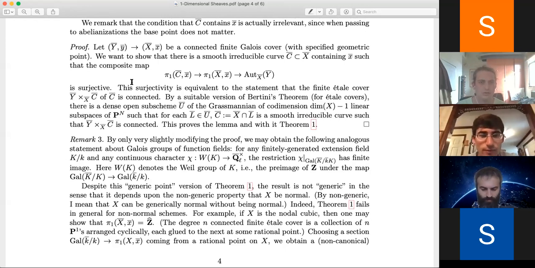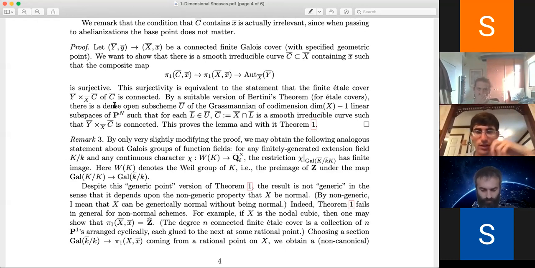Okay, so we want to get this map from pi1. So for a given y, we want to find a curve C so that this is surjective, right? And that's equivalent to saying that the pullback of this cover to C is connected still. Okay. So, before I say the Bertini thing, if I consider a codimension dim x minus 1 linear subspace of projective space, right? And I intersect with x, you expect that it cuts the dimension down by dim x minus 1, so you get a curve probably, right?